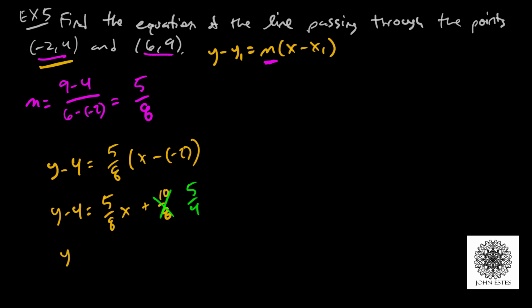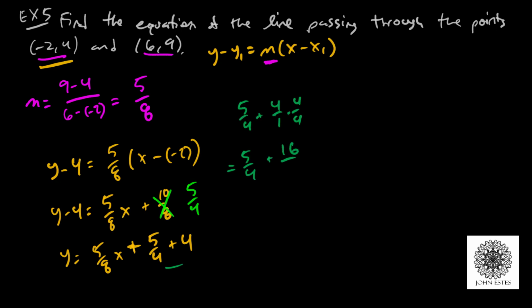Now I just need to add the 4 over, and remember I'm going to quickly get a common denominator. So 4 is the same as 16/4, so now I can add that together and get 21/4. So that's what this is, and there it is. My equation now is y equals 5/8 x plus 21/4. If you have any questions on this, please let me know. I'd be glad to help, and thank you for watching.